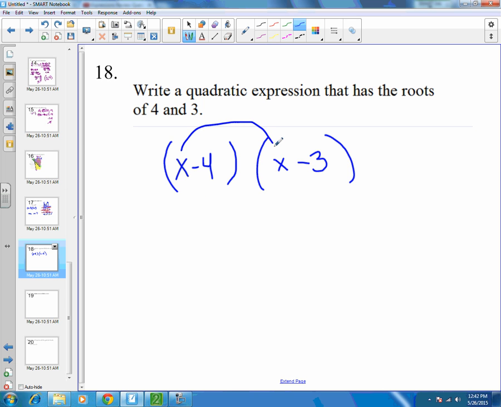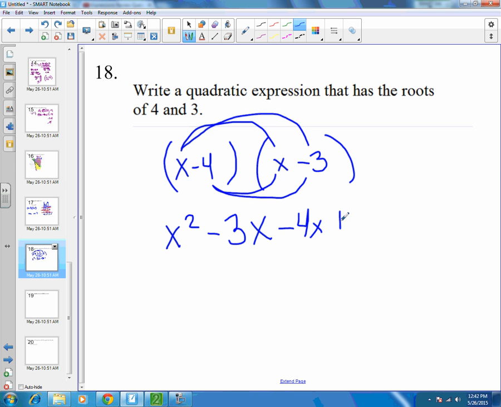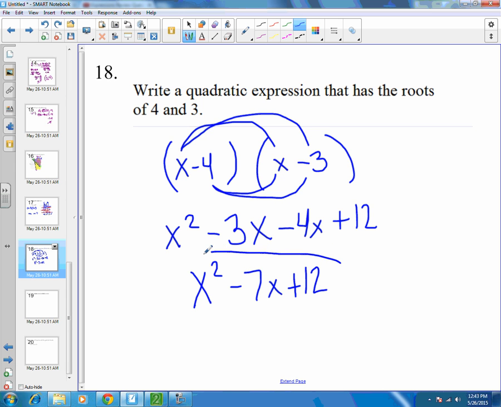So I'm going to multiply my first terms to get x squared, my outer terms to get negative 3x, my inner terms to get negative 4x, and my last terms to get positive 12. And then I'm going to combine my like terms. Negative 3 minus 4 is negative 7x plus 12. And that's my final answer.